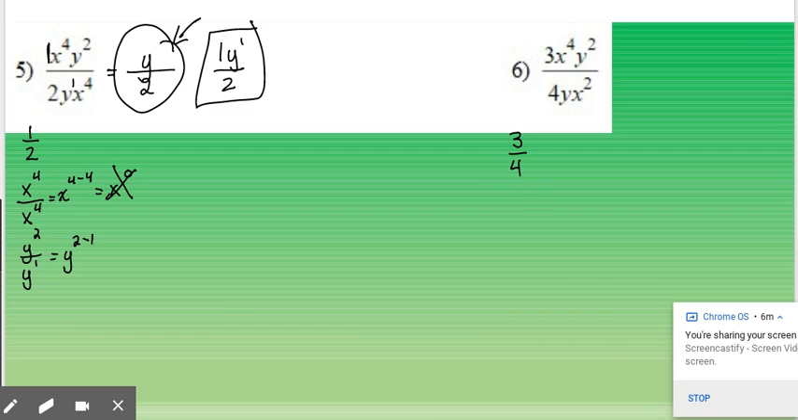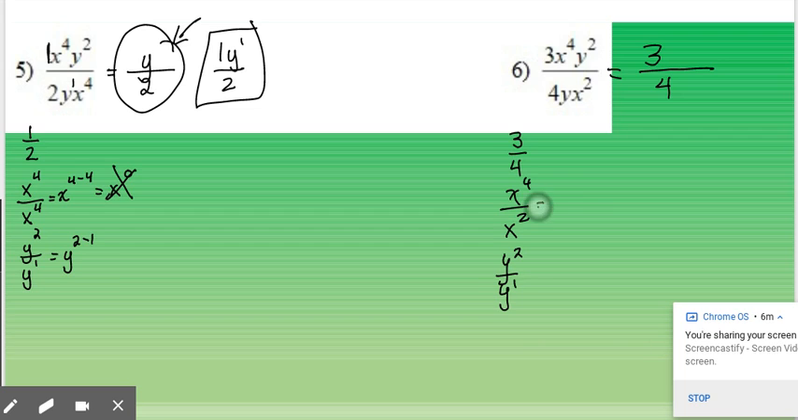Okay, my x's are divided. I have x to the 4th divided by x squared. And my y's are divided. I have y squared divided by y to the 1st. Okay, well, 3/4 is already simplified, so I have 3/4.